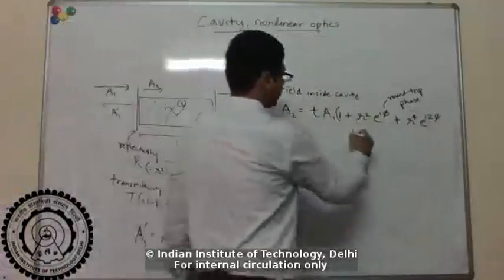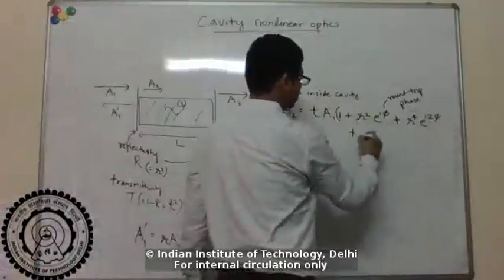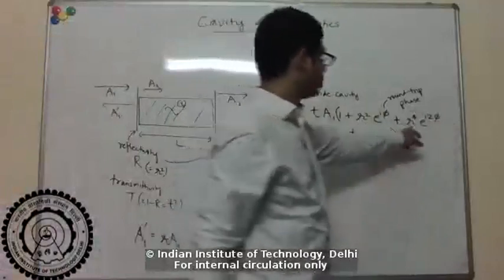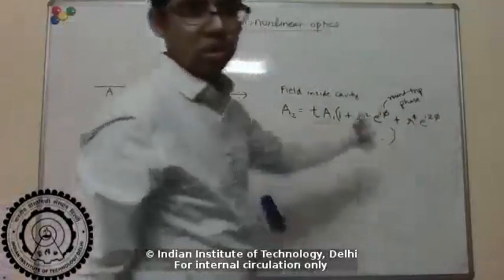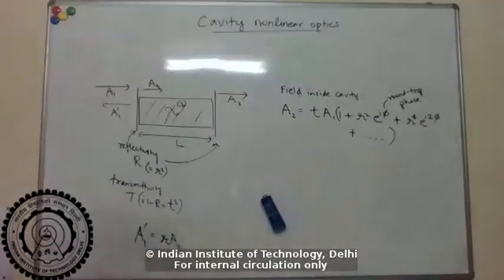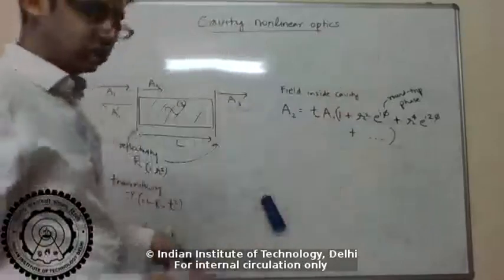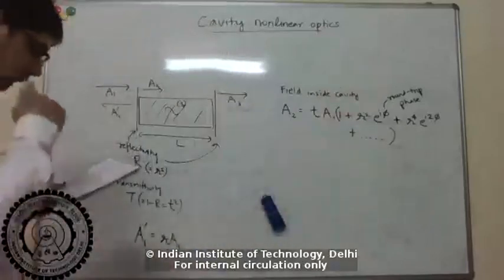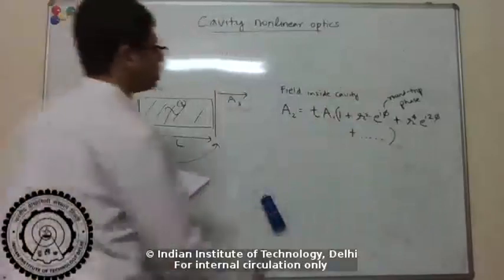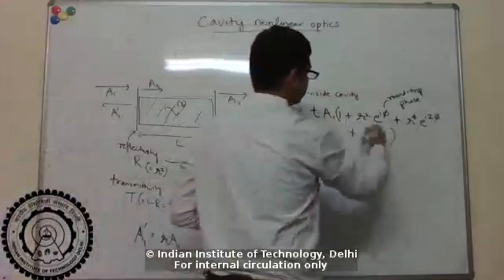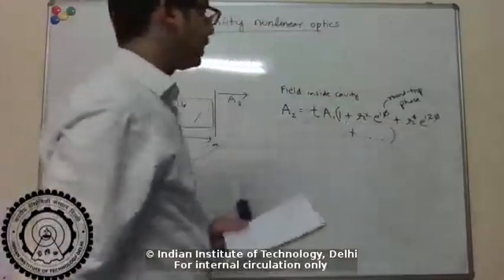Right, and similarly, you can see you'll get an infinite series. So the next one will be r to the 6 e to the i3 phi, to infinity. So that will be the steady state if you include till infinity. So this series is easy to sum. It's just a geometric progression, right?